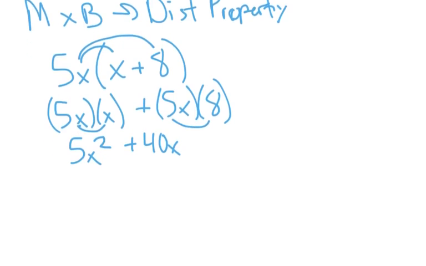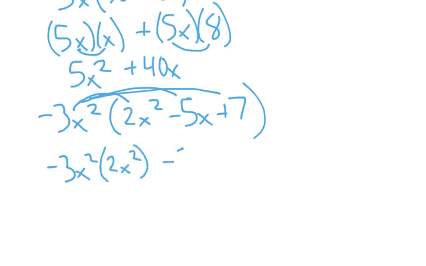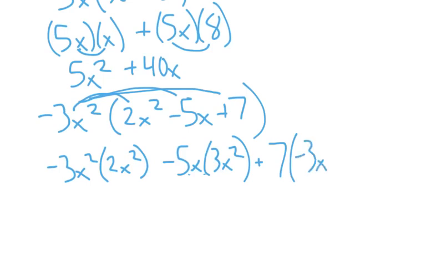Let's do another example. This time, let's go with negative 3x squared times 2x squared minus 5x plus 7. Same thing. I'm going to apply the distributive property to all three of these. And again, I recommend you take your time and write that extra step. It's not going to hurt anyone if you do that. Minus 5x times negative 3x squared, and then plus 7 times negative 3x squared.